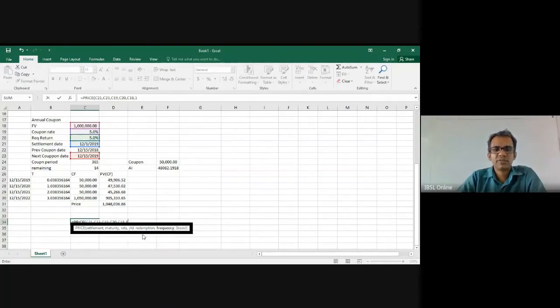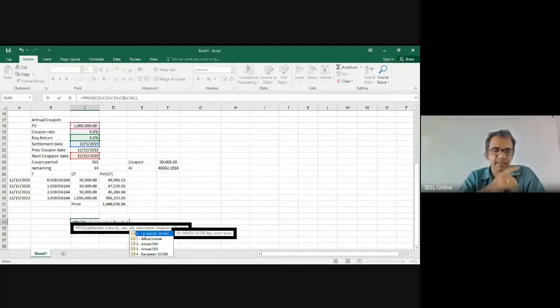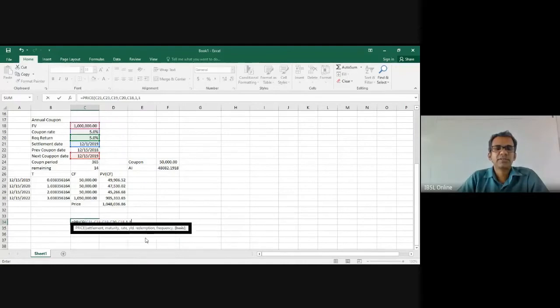Frequency, whether it's annual, semi-annual or quarterly. We'll put semi-annual. And the basis. Basis is the day count basis. In our previous examples, what we used is the actual. That's why we calculate actually how many days are in between the coupon dates and a settlement date and a coupon date. So therefore we'll use this actual.